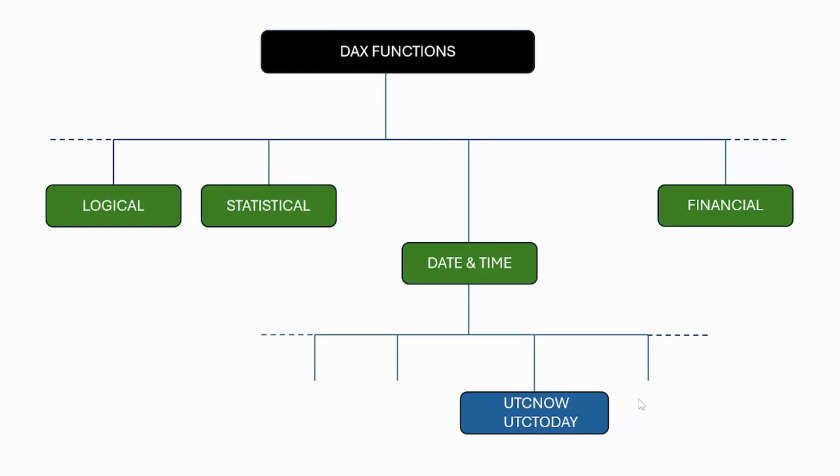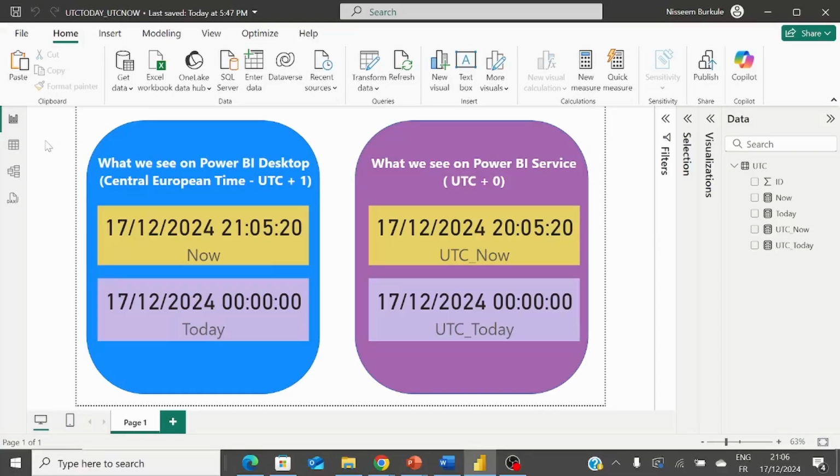In this video, we're going to have a look at two DAX functions called UTCNOW and UTCTODAY. These two DAX functions belong to the date and time family of DAX functions. Let's switch to Power BI for the demonstration. This is going to be a short demonstration in which I'm going to show you why we need the DAX functions UTCNOW and UTCTODAY.